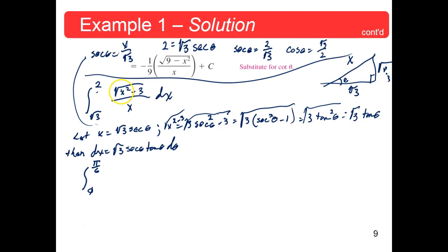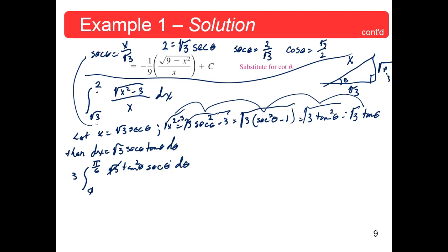That square root of x squared minus 3, that was this, which was this, which was that, right? So that's going to be, I'll put the radicals on the inside to begin with. The square root of 3 tangent theta, right? That's the square root thing. The dx is this, another square root of 3, so that's going to make it a 3. I think I'll pull that on the outside now. Secant theta times another tangent theta, so that'll make a tangent squared, and then we'll have a d theta.